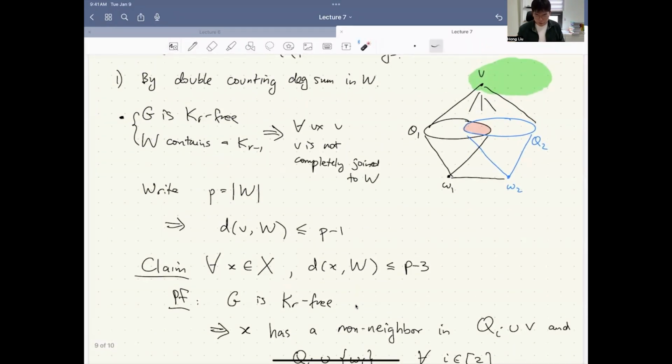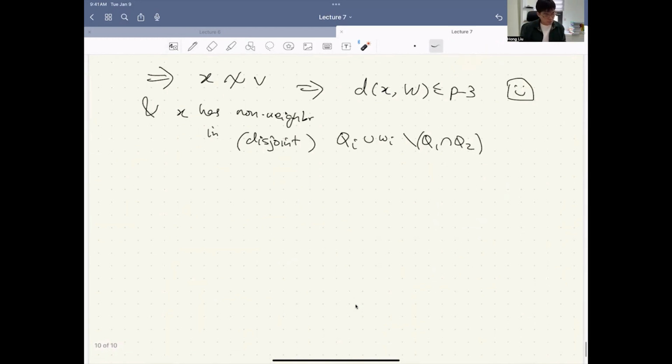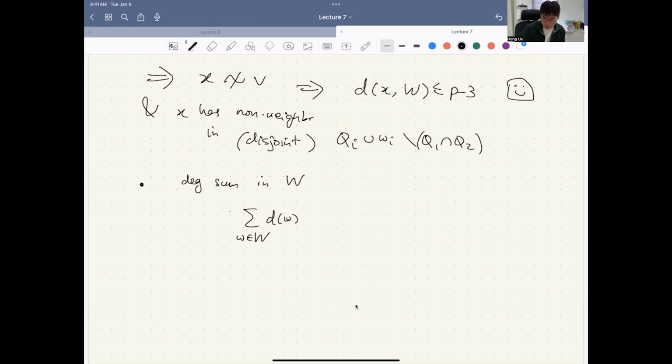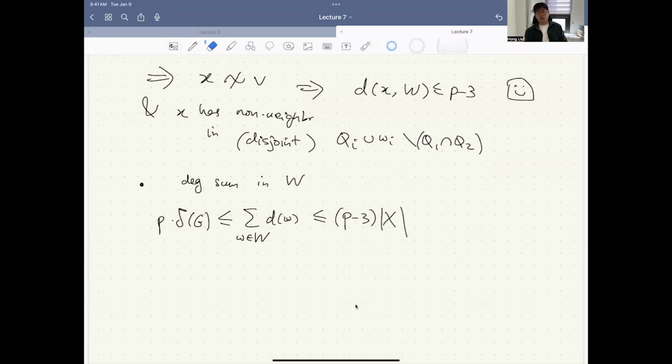So we can bound vertices in X with a slightly stronger bound. Now let's double count the degree sum in W. We have P vertices, and each vertex in X has degree at most P minus 3 to W, and every other vertex has degree at most P minus 1.